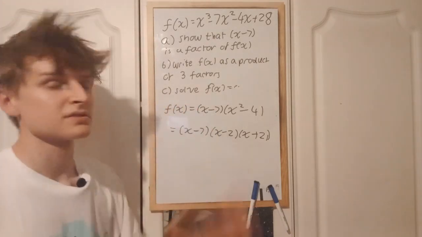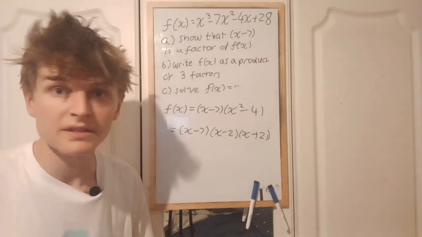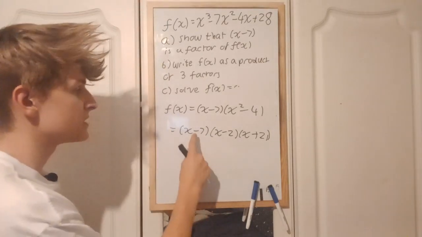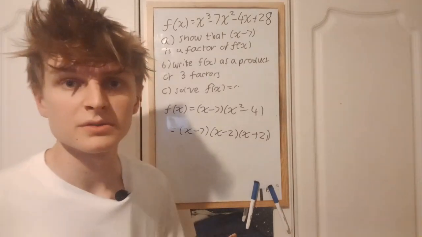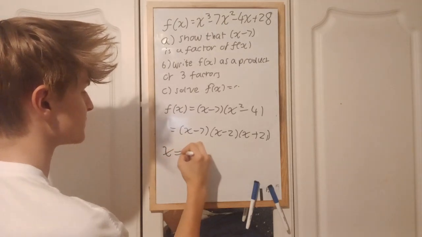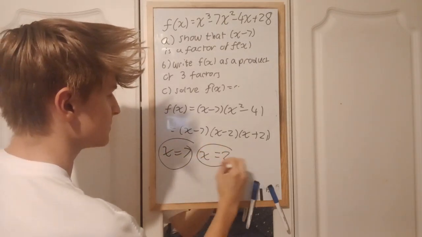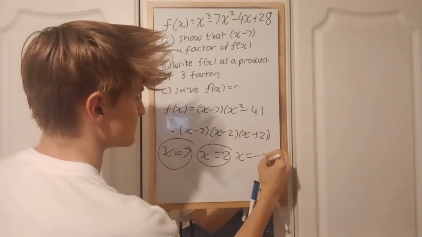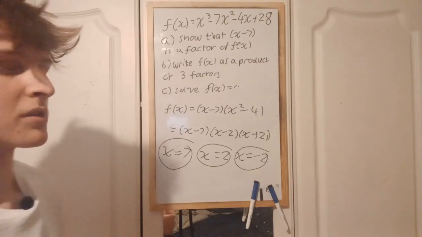Now, part C tells us to solve f of x equals 0. And this is real easy, even easier than last time. Because we can just look at each of the factors and think, well, okay, one of these needs to be equal to 0. We can just read off the roots. We either get x equals 7 from the first one, x equals 2 from the second one, and x equals -2 from the third. And boom, we've solved for all the roots of our cubic polynomial.